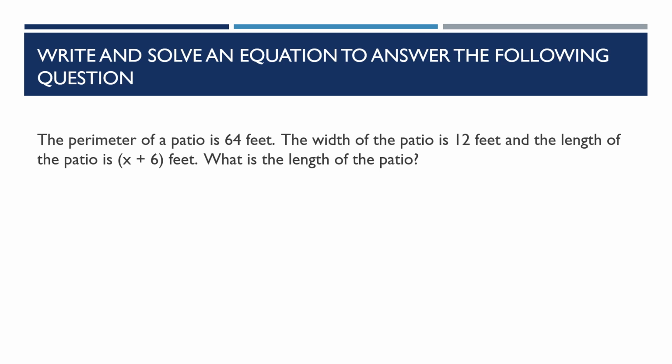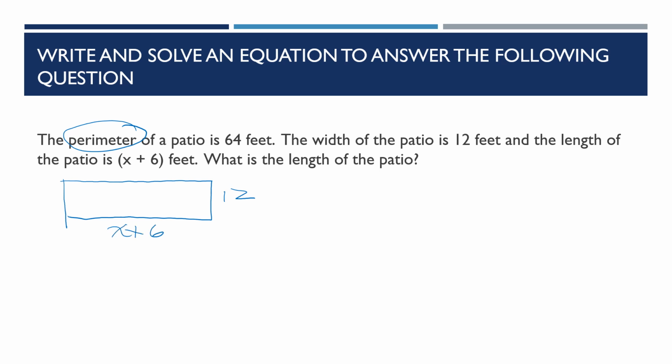Okay, last example for today, we're going to write and solve an equation to answer the following questions. The perimeter of a patio is 64 feet. Remember that perimeter is the distance around, right? So we're going to say this is a rectangular patio because we've got a width and a length. So the width is 12, okay, and the length is x plus 6.